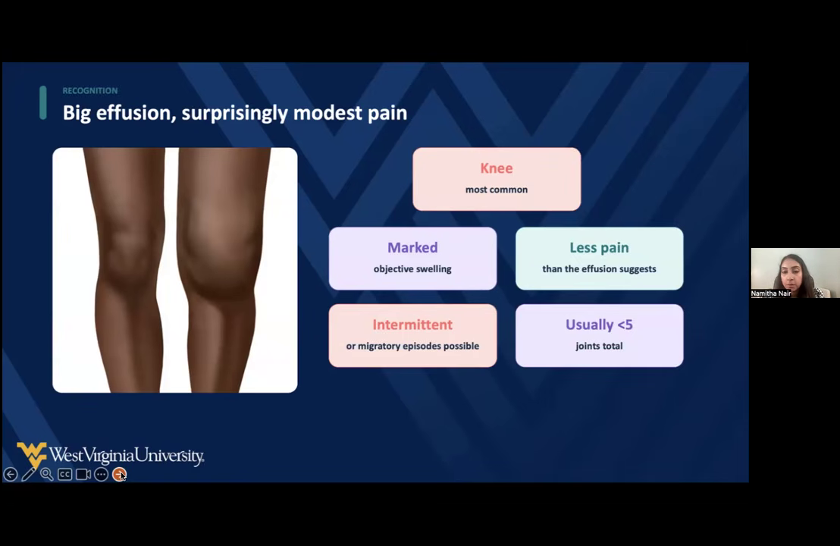The knee is the most common joint that is involved in a classic Lyme's arthritis. Swelling, less pain, intermittent or migratory episodes are possible. So they might tell you that they have pain for a few days and then it kind of resolves and then it starts coming back. The swelling seems to be fluctuating a little bit. So you will have that migratory possibility as well, where they're like, okay, today it's this joint, the next day it's something else. So that is also possible. And usually it's fewer than 5 joints, so it's oligoarticular at the max. Rarely is it polyarticular.